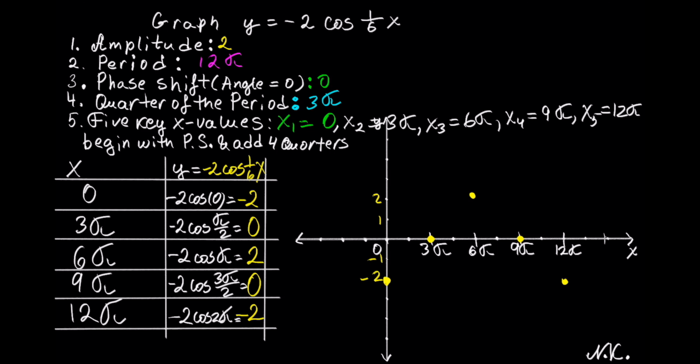Once we have 5 points, we can connect them with a nice curve. Make sure they are rounded because it's very easy to make cosine look like an absolute value function. Because remember, it keeps on going in a wave. So this is our y equals -2 cosine of 1/6 x graph. That's all.